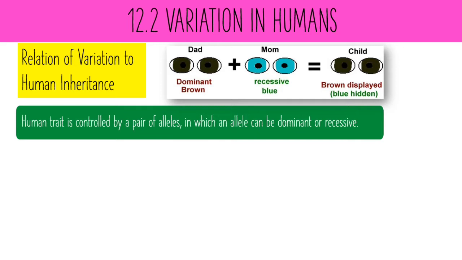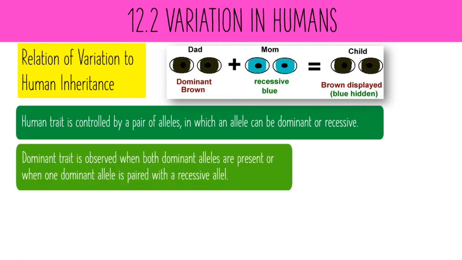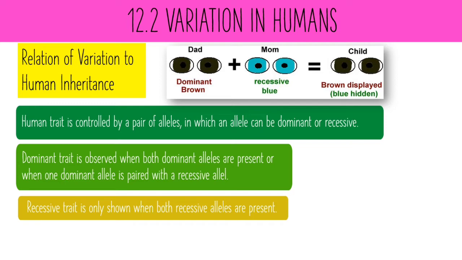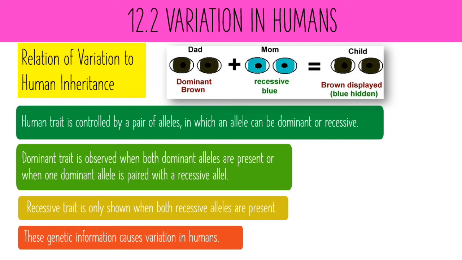So a human trait is controlled by a pair of alleles, in which an allele can be dominant or recessive. A dominant trait is observed when both dominant alleles are present, or when one dominant allele is paired with a recessive allele. That means trait dominant akan diperhatikan apabila dominant bergabung dengan dominant, ataupun dominan bergabung dengan resesif. Jadi resesif akan ditenggelamkan. A recessive trait is only shown when both recessive alleles are present. Okay, apabila di dalam homologous kromosom, bila ada dua-dua allele resesif, baru akan menunjukkan ciri-ciri resesif. The genetic information causes variation in human.